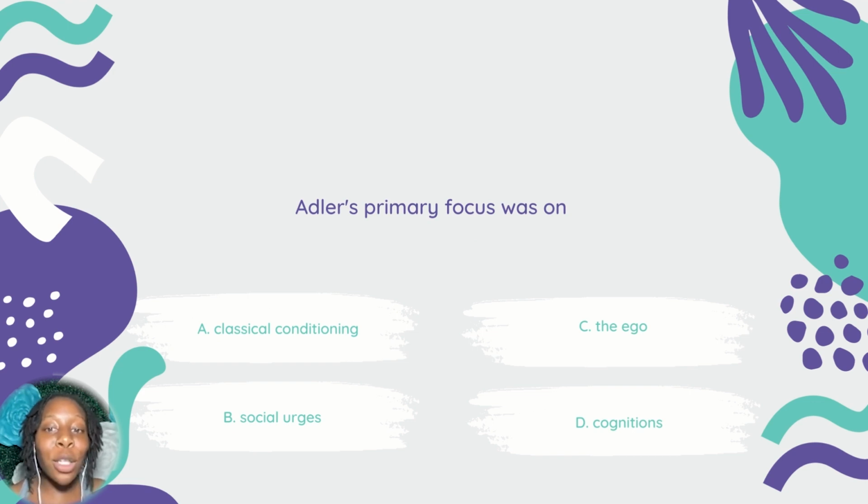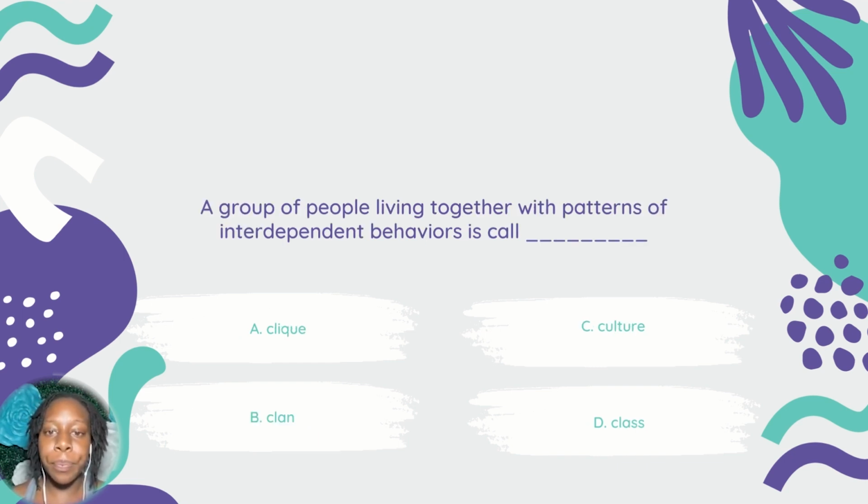All right. Adler's primary focus was on what? Social urges. So classical conditioning was Pavlov. The ego, Freud. Cognitions, Piaget. Either you know it or you don't. So this is one of those things where you really got to identify which founding father developed which theory, and knowing it, it's a fact-based question. There's no application here. Either you know it or you don't.